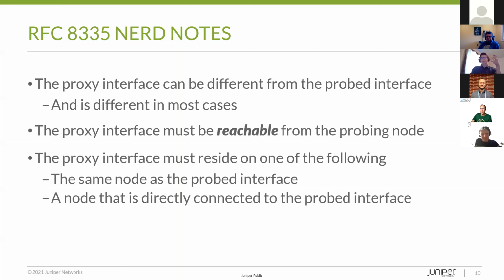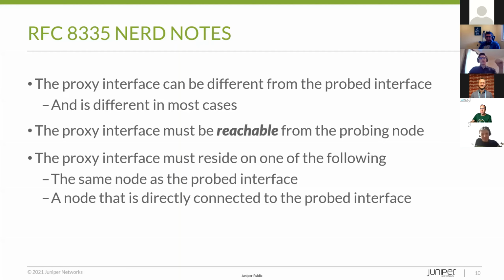So for a bit more detail, the proxy interface can be different from the probed interfaces, and often is different because, like we're saying, we don't have any control over the network, over which interface we arrive on, so we can gain information about other things through the probe command. The proxy interface must be reachable for the probing command, similarly to ping. However, ping is limited because the proxy interface must be on the same node as the probed interface.